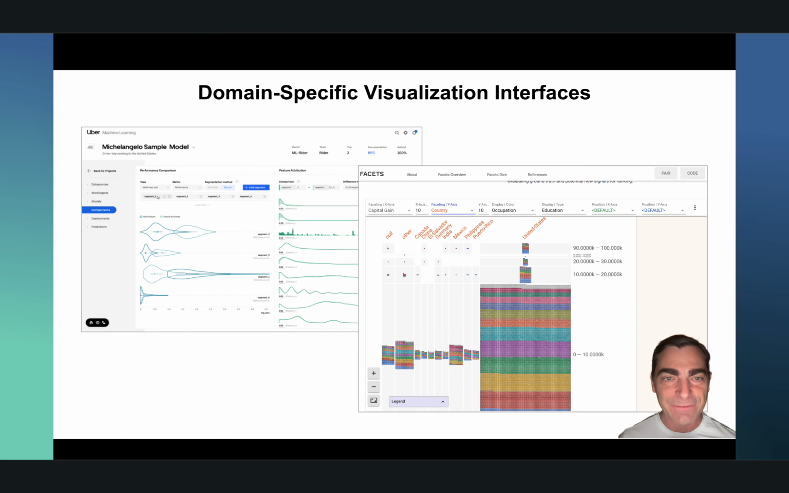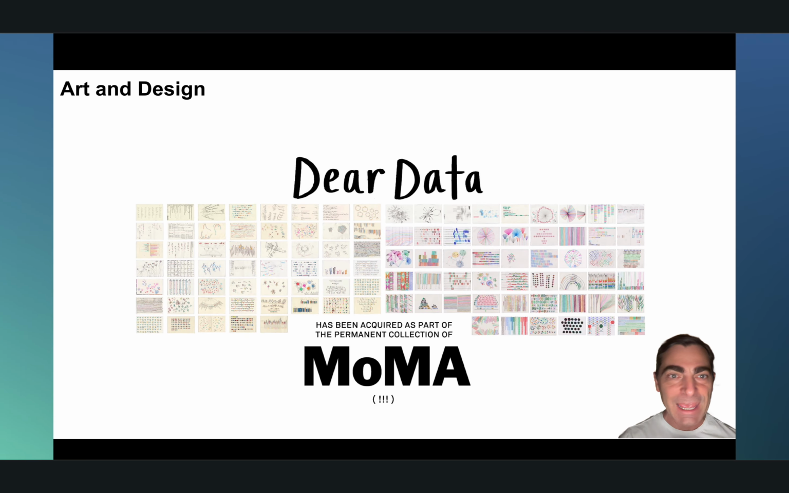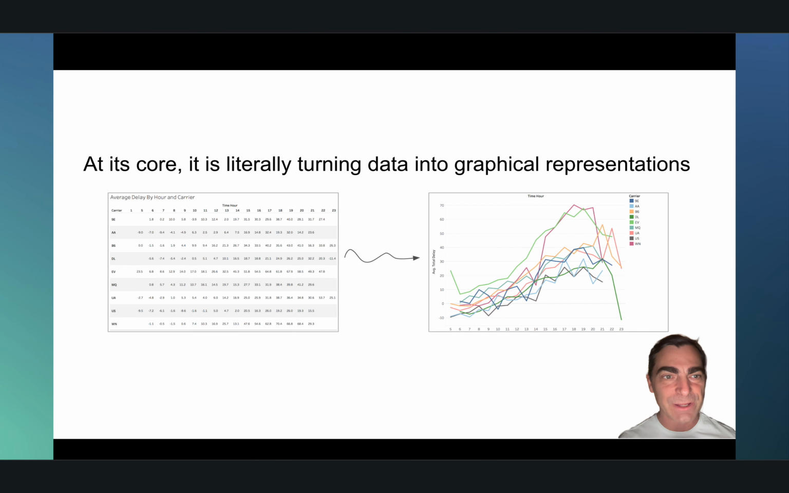And we also have domain-specific visualization interfaces that solve very specific problems. And we also have a lot of art and design. So visualization can also be used to express things in artistic ways and to provoke emotions, for instance. But all of these things have one thing in common. What do they have in common? Well, they literally deal with the problem of turning data into graphical representations.